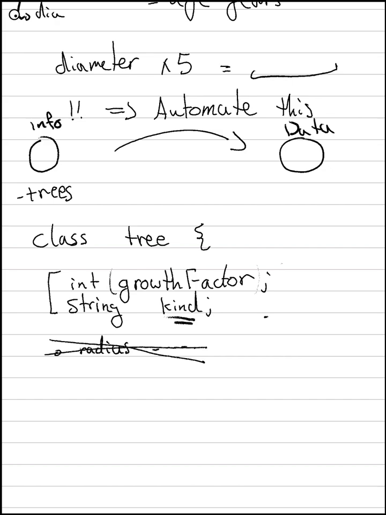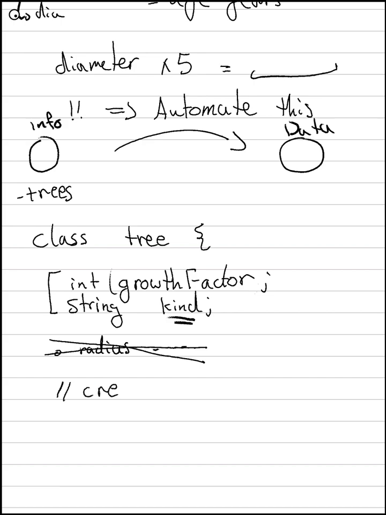So what are we going to do? Well, this is excellent. For now, we're just going to leave the radius out of the tree's field and we can represent it in different ways. But we know if we want to make a new example of a tree, what should the class have? It's going to have a growth factor and a kind. Right. But it requires a constructor, right? We need a way to construct a new tree.